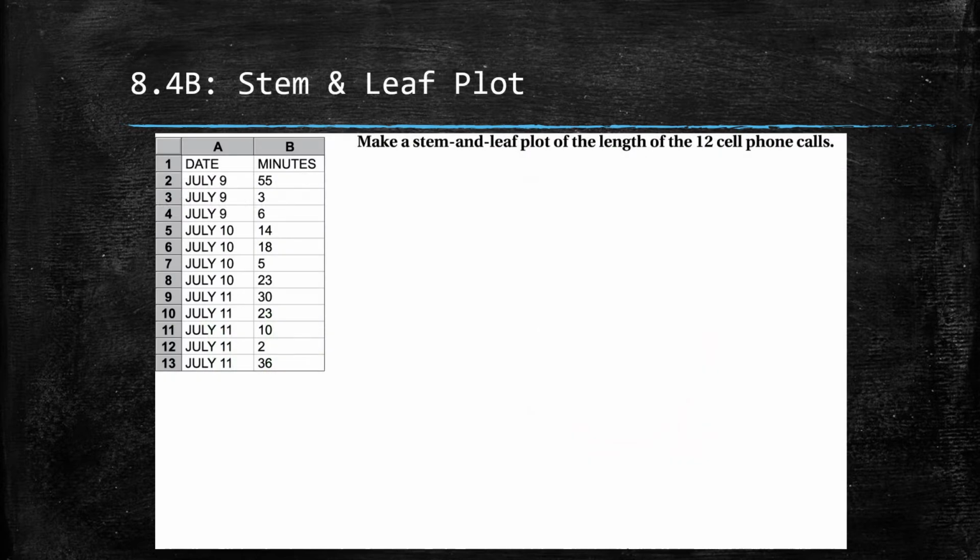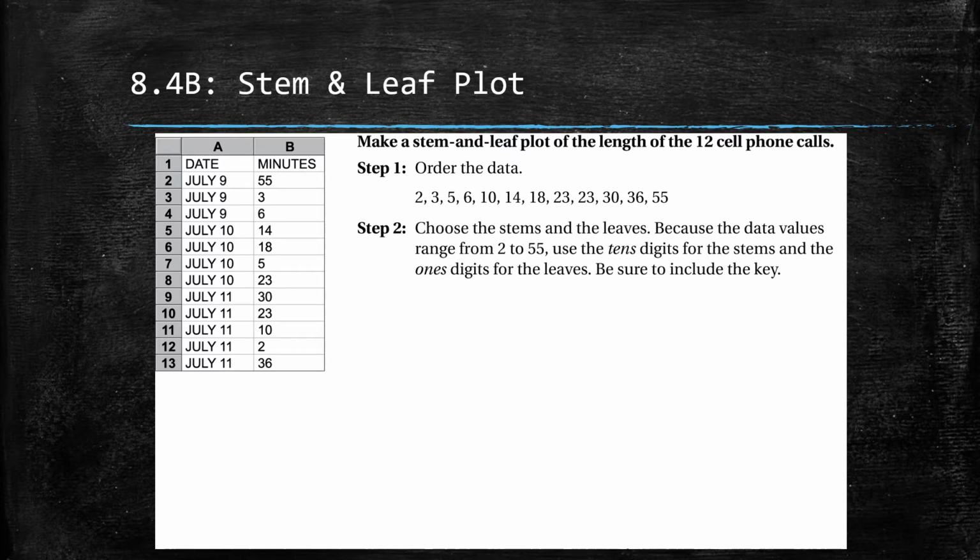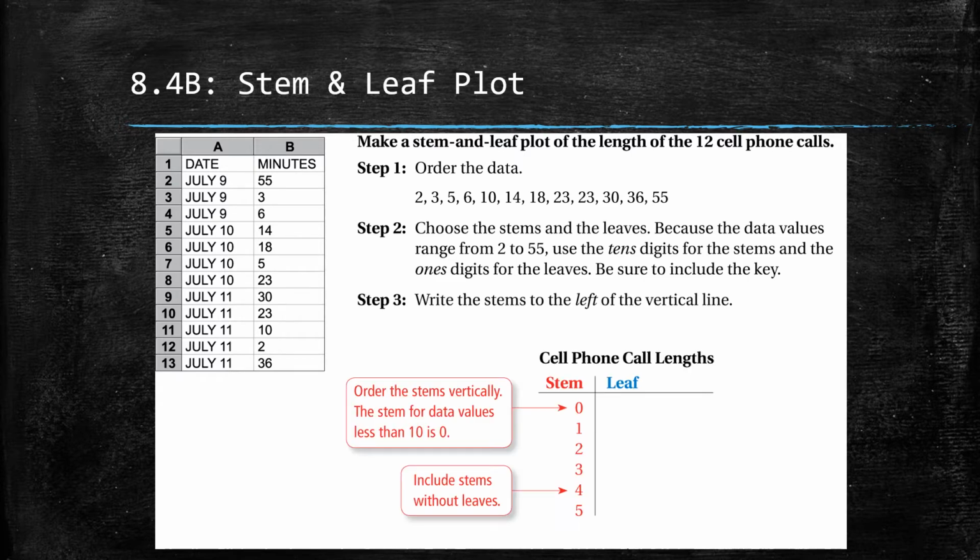So first up we have cell phone minutes, and we're going to take those minutes and make a stem and leaf plot. I'm going to start by taking these numbers that represent the minutes and placing them from least to greatest so I can see that range. I have my smallest digit being 2 and my largest digit being 55. So I have 1 and 2 digit numbers. So my stem and leaf plot, I'm going to have the stem represent the tens digit and the ones digits represent the leaf values.